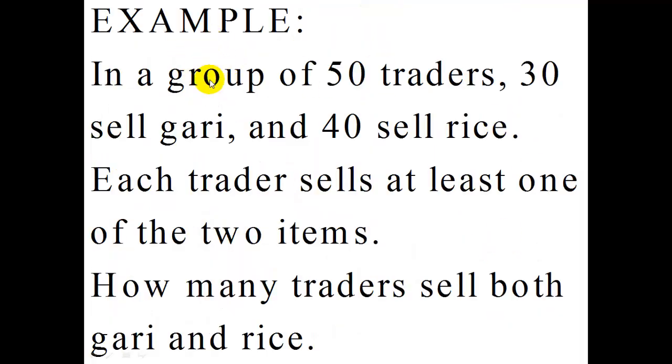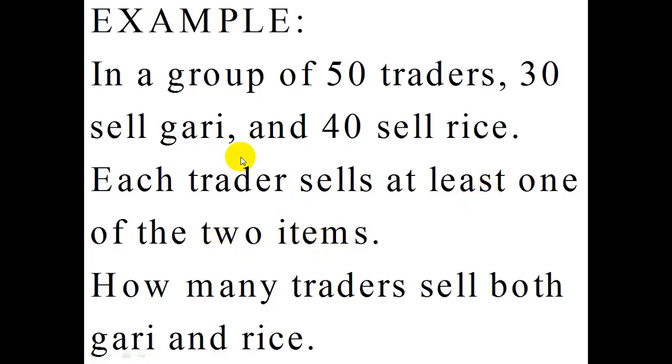Now let's look at this problem. In a group of 50 traders, 30 sell Gary and 40 sell rice. Each trader sells at least one of the two items. This means that region D equals 0. Take note of this, because each trader sells at least one of the two items.